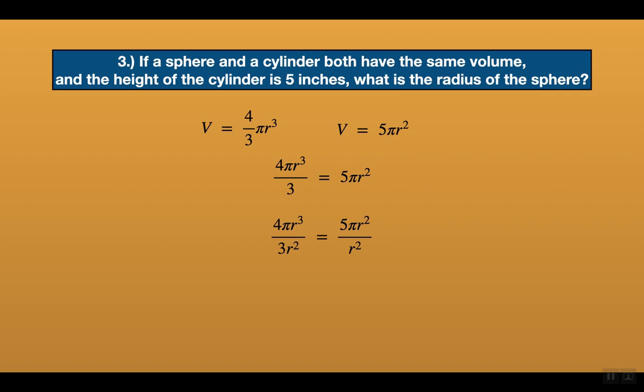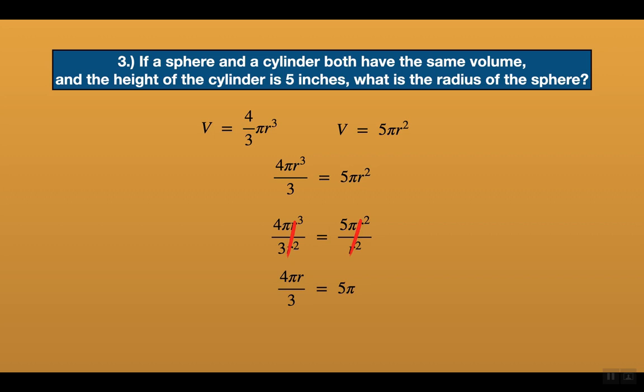If we divide both sides of the equation by r to the second power, on the right hand side the r to the second power cancels out. On the left hand side, when you divide r to the third power by r to the second power, you'll be left with r to the first power in the numerator. So with that move, we got rid of all the extra r's. Now we only have one variable, r to the first power.